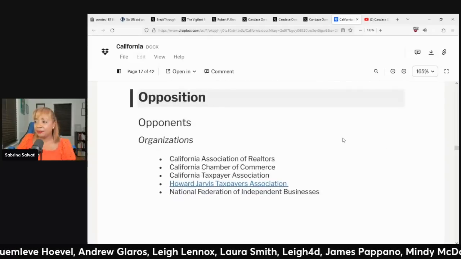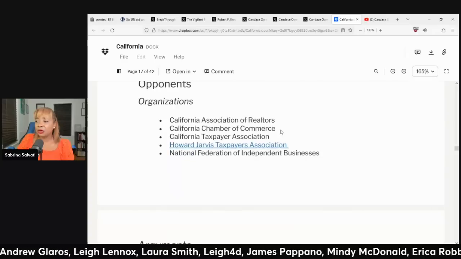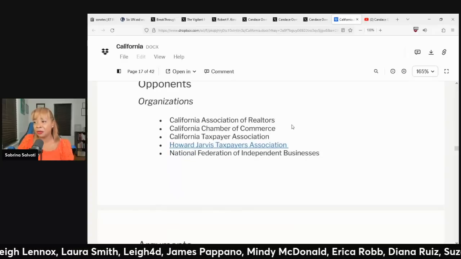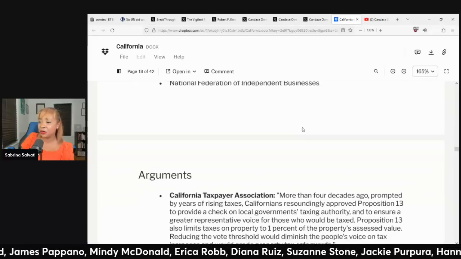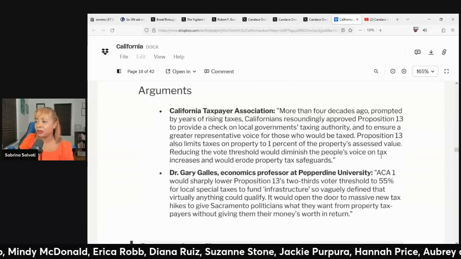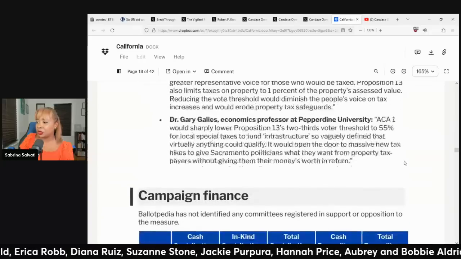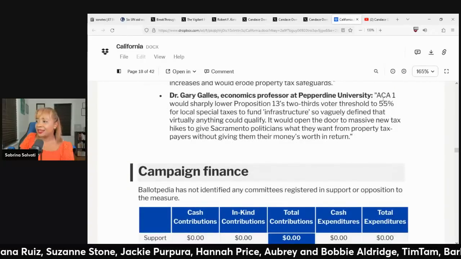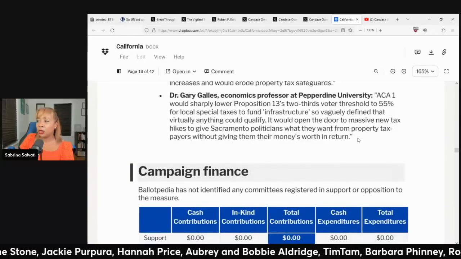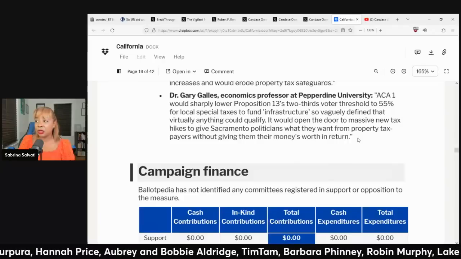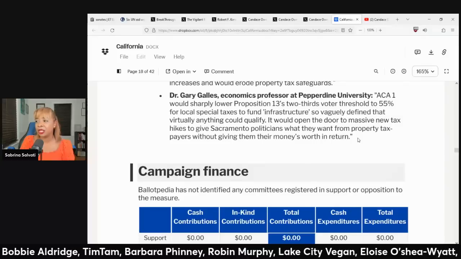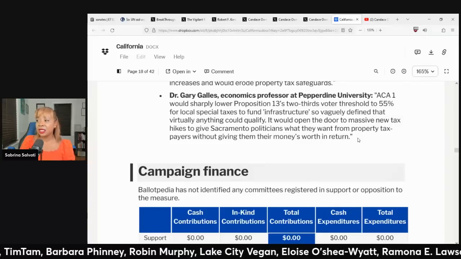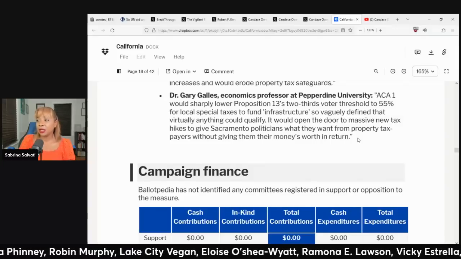Who opposes it? California Association of Realtors, California Chamber of Commerce, of course, California Taxpayer Association, to name a few. And one of the arguments against it, I'm actually going to read this one here. ACA 1 would sharply lower Proposition 13's 2/3 voter threshold to 55% for local special taxes to fund infrastructure, so vaguely defined that virtually anything could qualify.